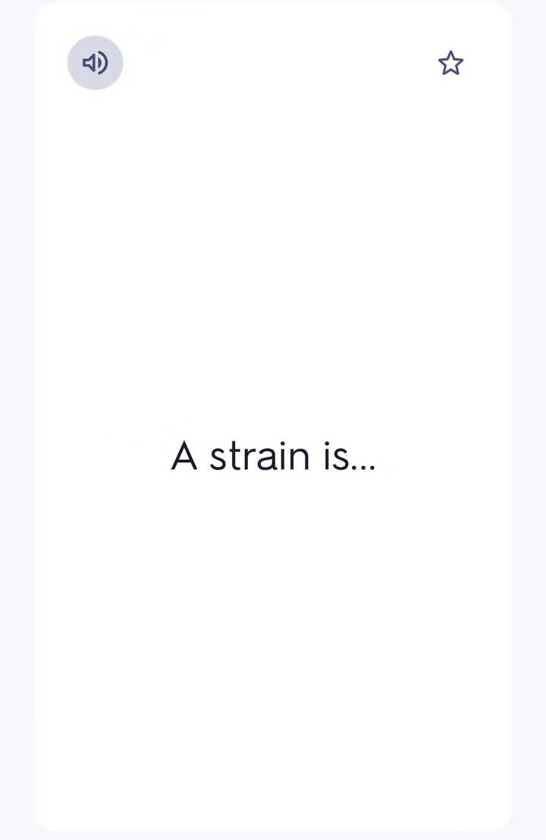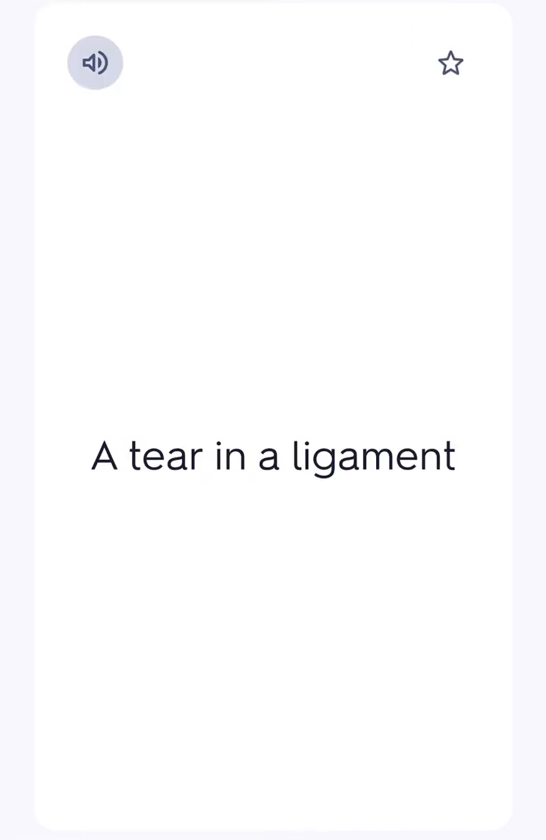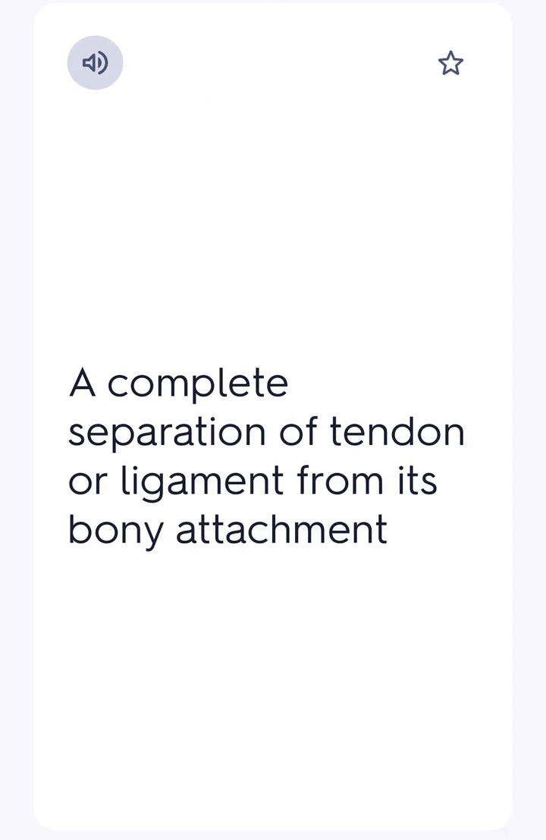A strain is a tear in a tendon. A sprain is a tear in a ligament. An avulsion is a complete separation of tendon or ligament from its bony attachment.